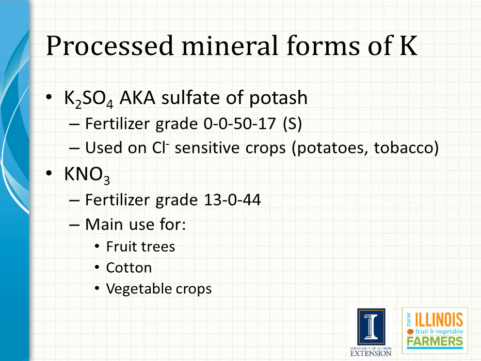Processed forms of mineral potassium include potassium sulfate, aka sulfate of potash. Potassium sulfate has a fertilizer grade of 0-0-50-17. The 17 would be sulfur. This material is used for fertilizing chlorine-sensitive crops. Potassium nitrate is very popular with specialty crop growers. It not only supplies nitrogen but potassium and has a grade of 13-0-44.